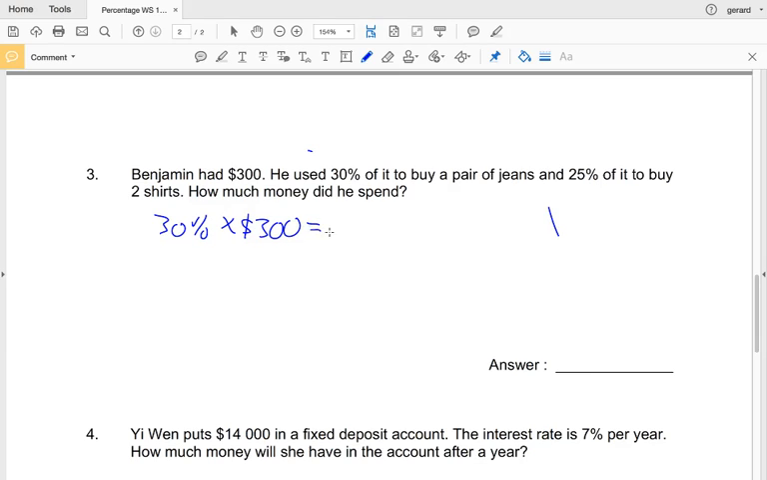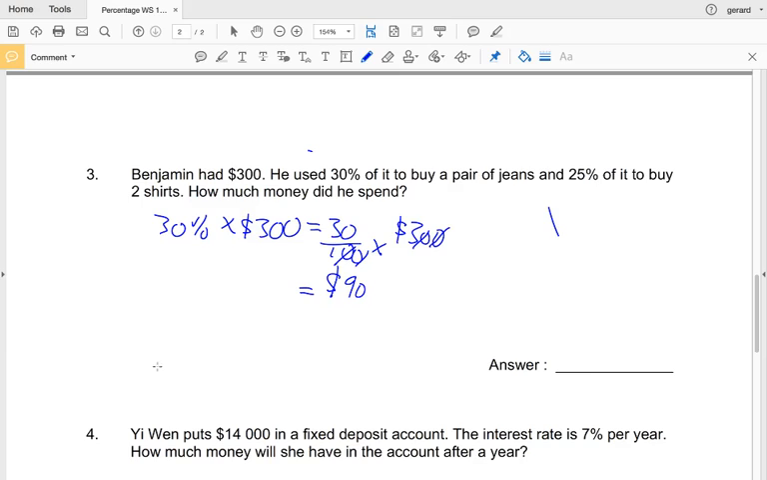Okay, this is actually 30%. Remember, we can change to fractions. 30 over 100 times 300. Cancel the zeros. Cancel the zeros. 3 times 3 is, 30 times 3, sorry, is $90.